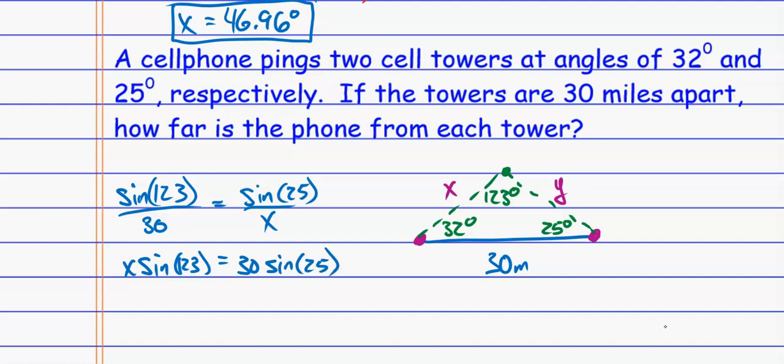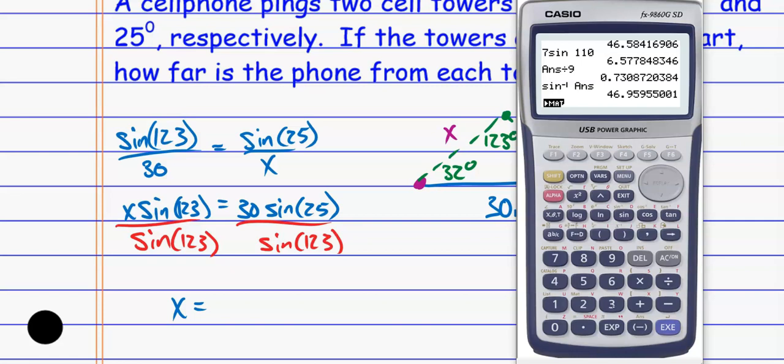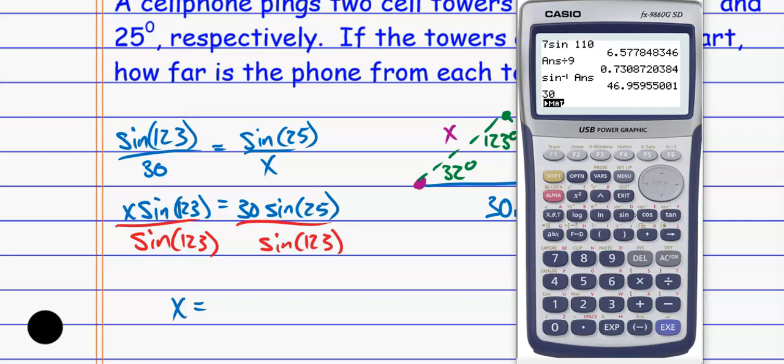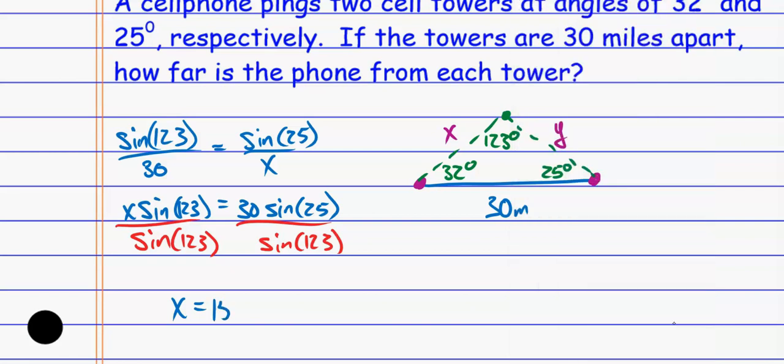And for this particular example, I don't have to use any inverses. I just have to divide each side. And then plug it into my calculator. So this one's 30 times the sine of 25 divided by the sine of 123. So I get 15.12.